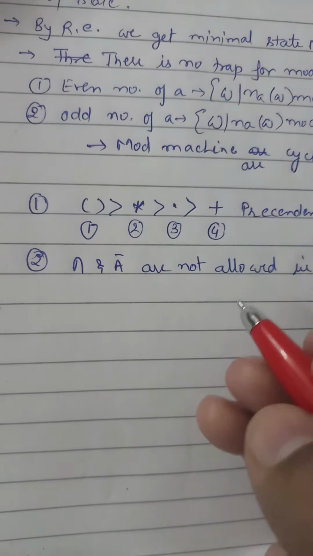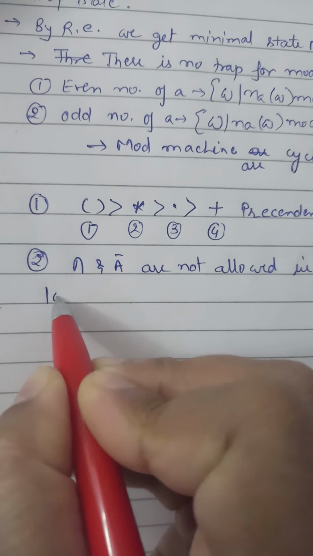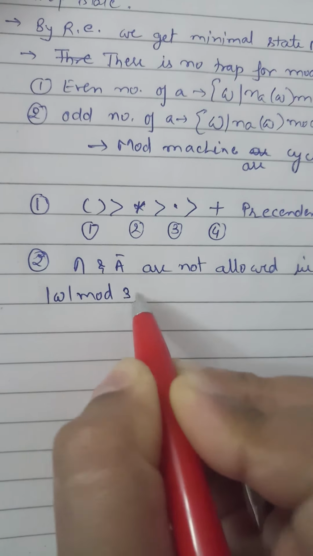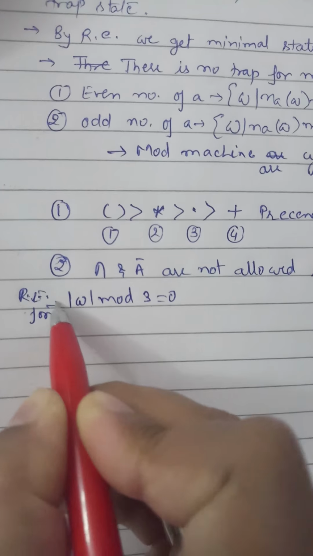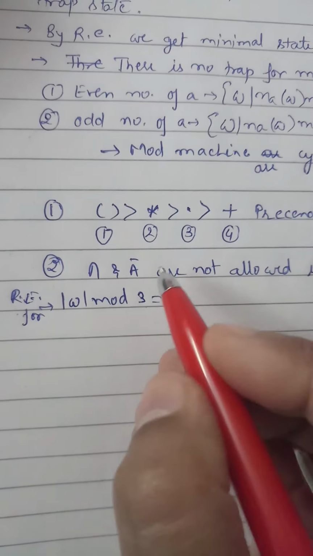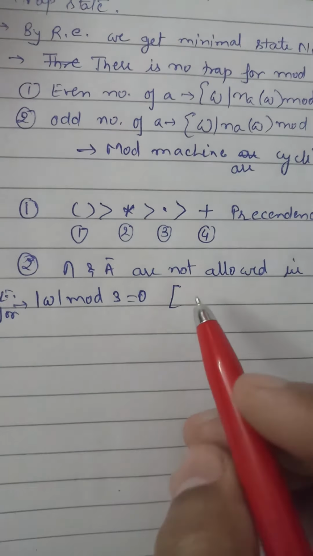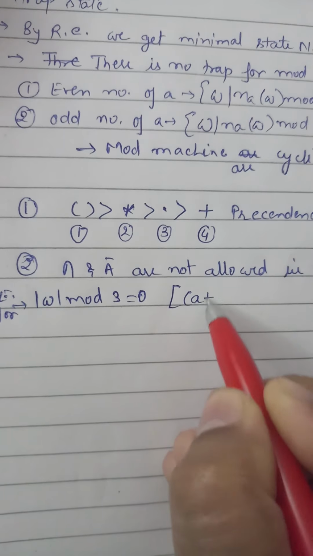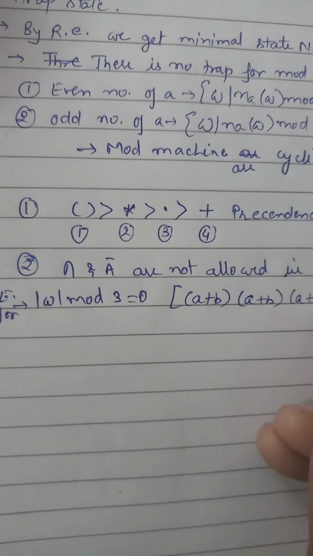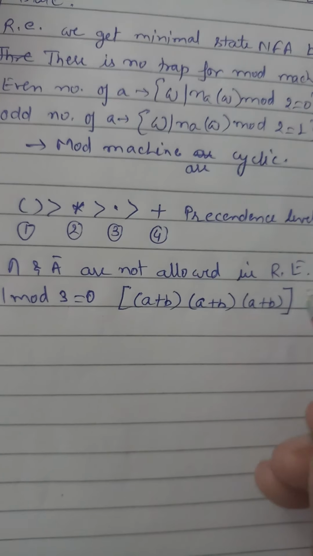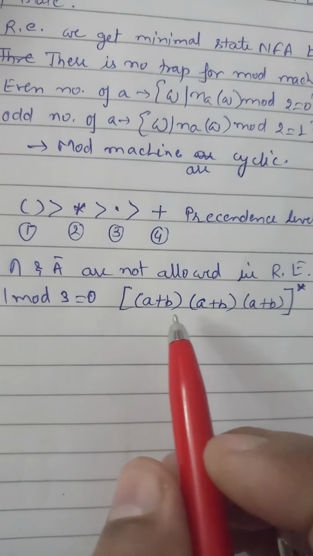Now move to the next. Suppose we are going to make the regular expression for mod 3 is equal to 0. How are we going to make it? We simply make it like this, where the alphabet is {A, B}: (A+B)(A+B)(A+B), whole star. That is mod 3 equal to 0 for the alphabet {A, B}.